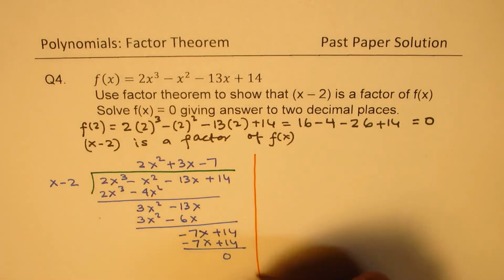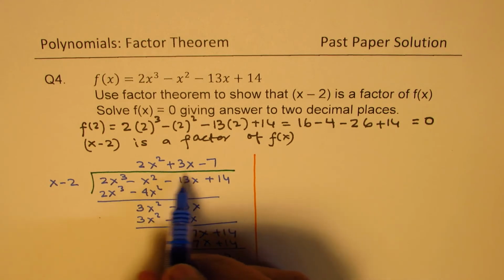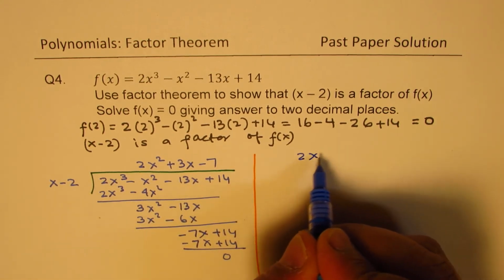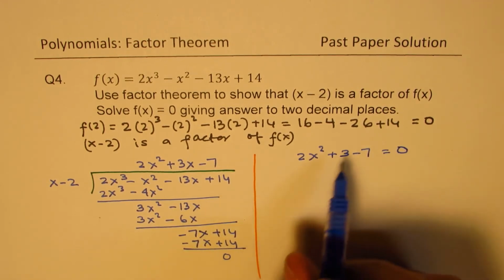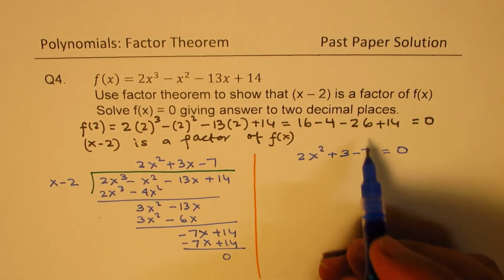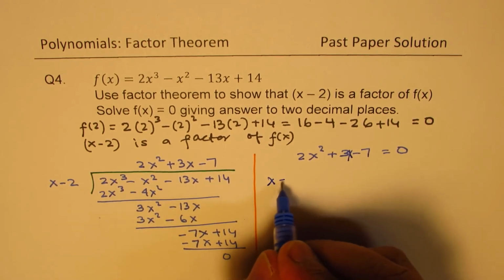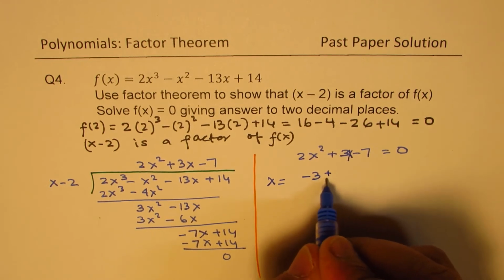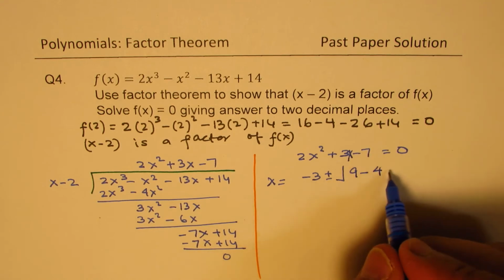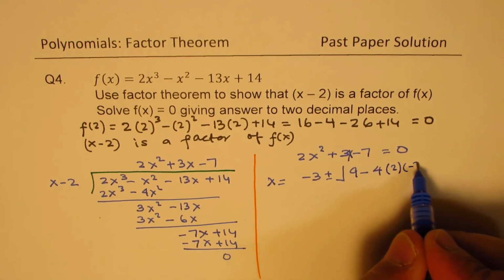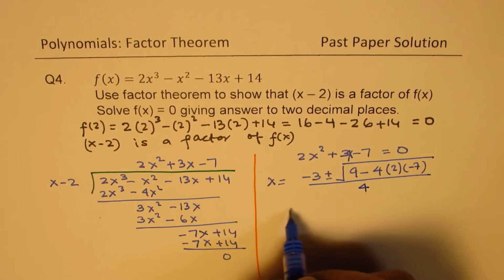So we have the quadratic function to find the other roots. We'll now use quadratic formula. We have 2x squared plus 3x minus 7. We'll equate this to 0. Okay. Let's use quadratic formula. So x is equal to minus b, which is minus 3, plus minus square root of b squared, which is 9, minus 4ac. Right? So we have 2 times minus 7, correct? Divided by 2 times 2, which is 4.